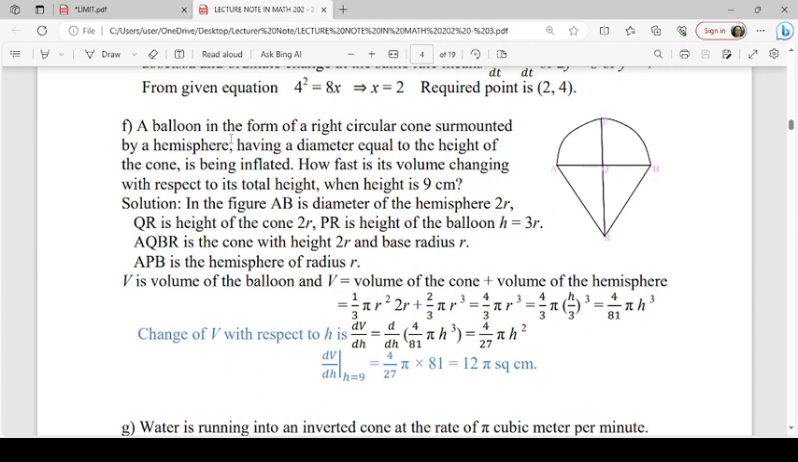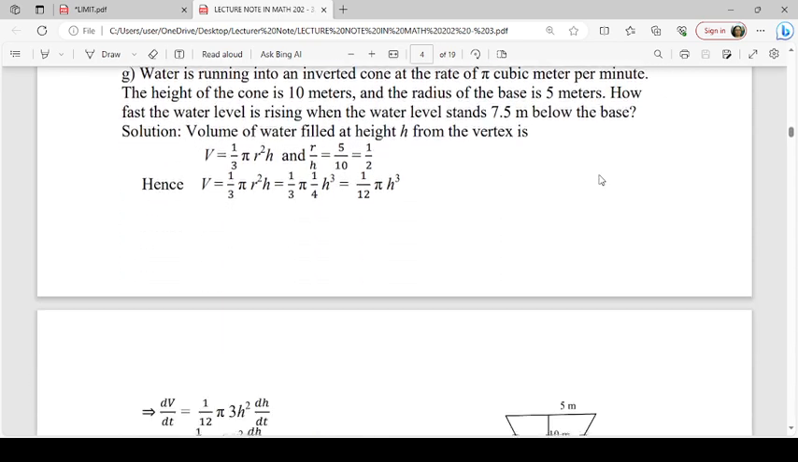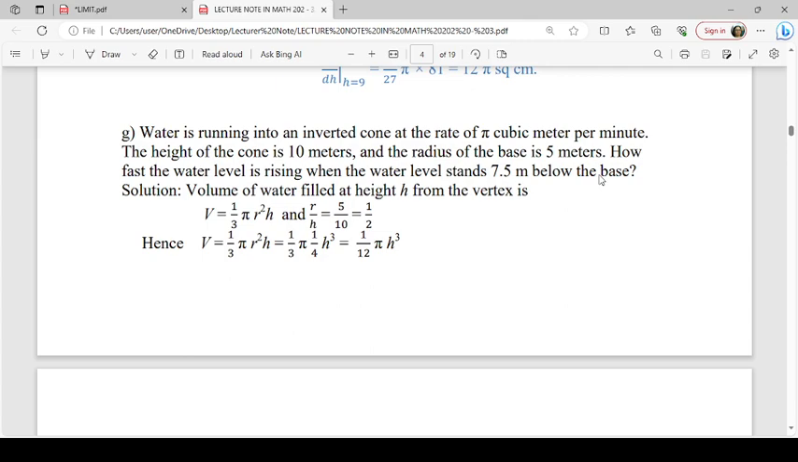A balloon in the form of a right circular cone: how fast is the volume changing? So you need to find the volume of this, etc. So these are all about rate of change.